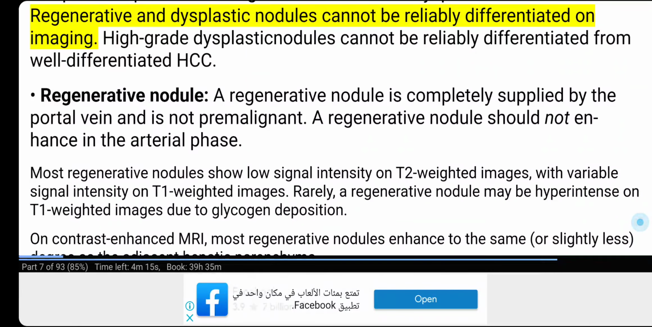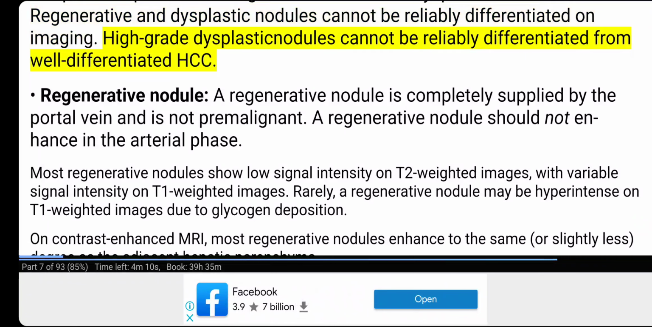Regenerative and dysplastic nodules cannot be reliably differentiated on imaging. High-grade dysplastic nodules cannot be reliably differentiated from well-differentiated HCC.